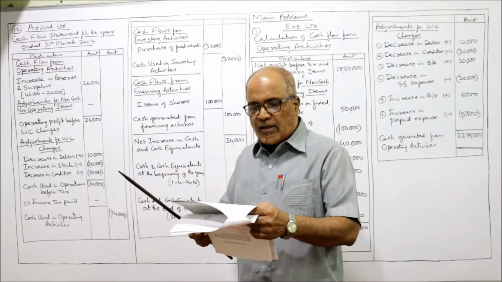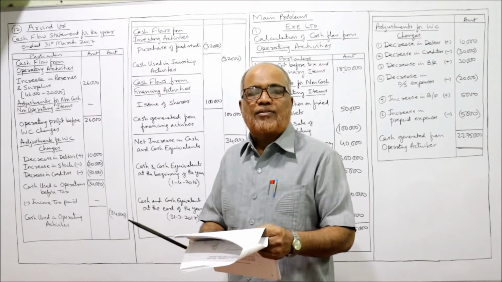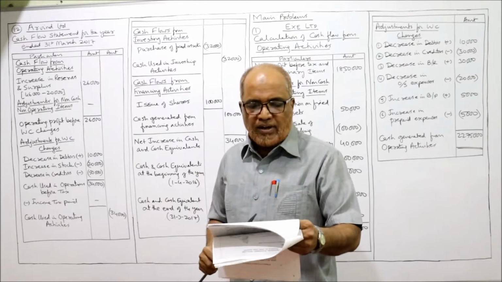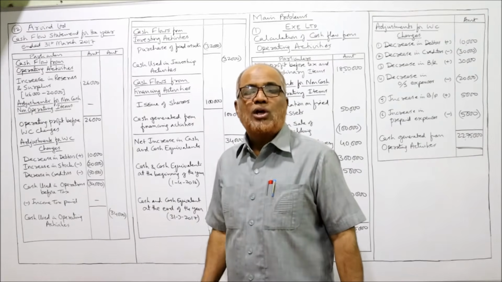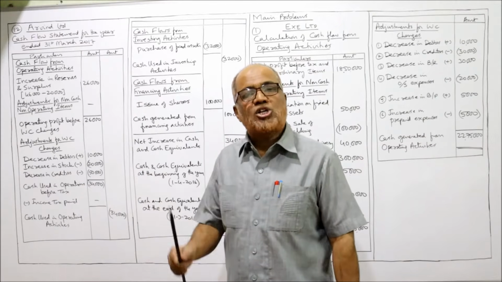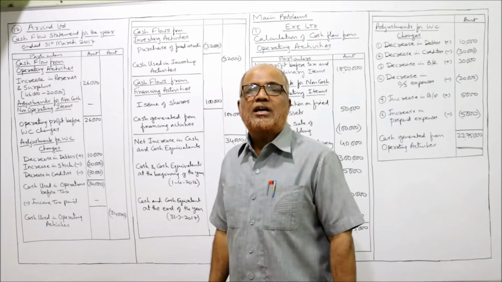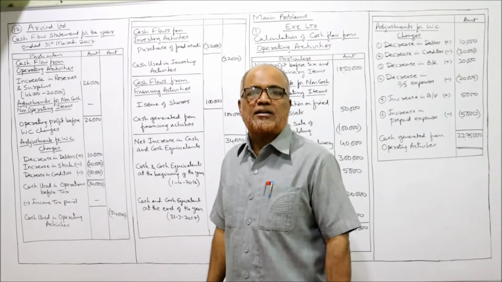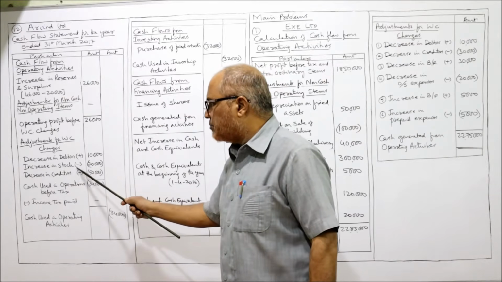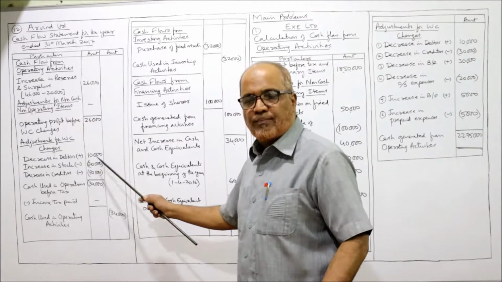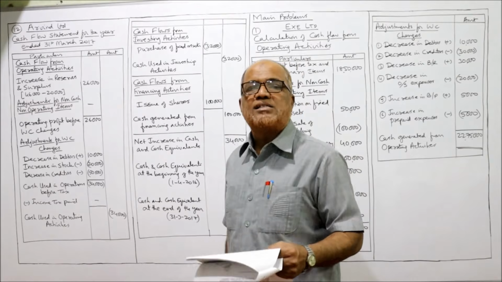Right? Next one, current assets, inventories. Inventories or the stock. Inventories last year 1,60,000, current year 1,80,000. So increase in current asset should be deducted. So increase in inventory, increase in stock, minus 20,000. Next comes trade receivable.